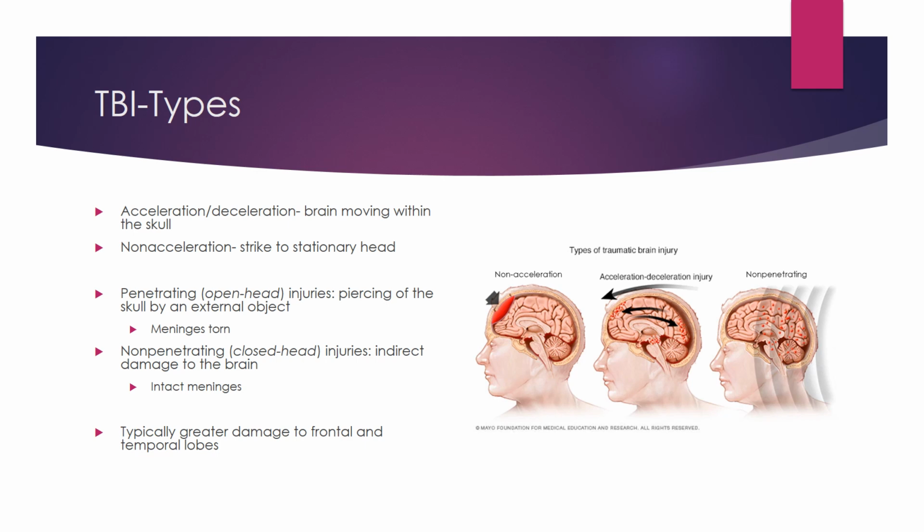So for penetrating, it means that something went through the skull and hit the brain, and all of the meninges, or that protective layering over the brain, was torn. For non-penetrating, this is a closed head injury, meaning that there's indirect damage to the brain. So nothing went into the brain, but because of bruising or swelling, things like that, where your brain has been shifted within the skull, there's been injury to the brain. So essentially you have intact meninges.